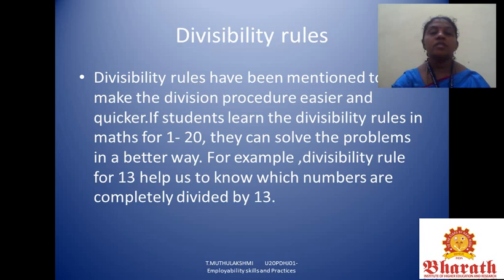So divisibility rules have been mentioned to make the division procedure easier and quicker. If students learn the divisibility rules in maths for 1 to 20, they can solve the problems in a better way. For example, divisibility rule for 13 helps us to know which numbers are completely divided by 13.